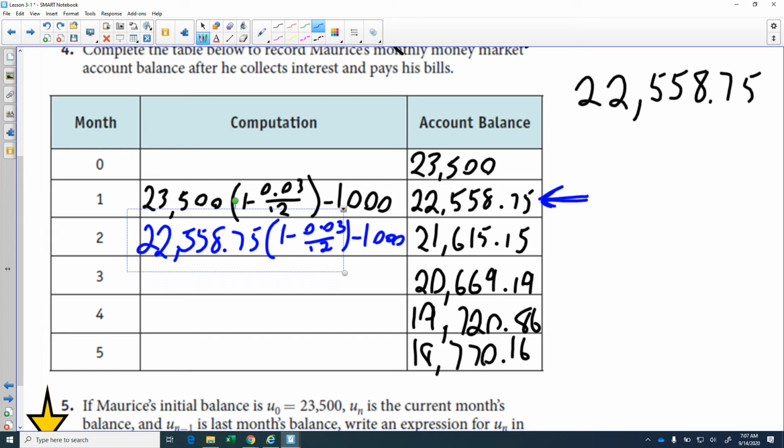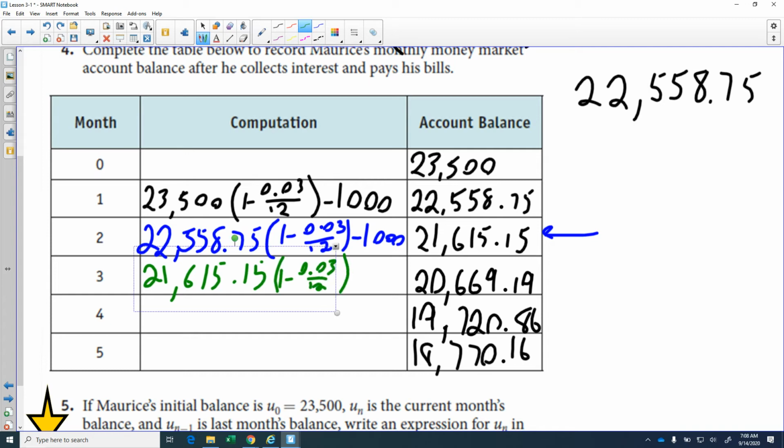Then the same thing is going to continue. This pattern is going to continue on, where if I want to come up with the next month's value, I can't use the original or month 2 value. I need to use the money I have right now. So my next equation is going to be the same process: 21,615.15 times 1 plus 0.03 over 12, minus 1,000. You can see this has a similar pattern that goes through it. We take the previous principal and plug that in for the new value.